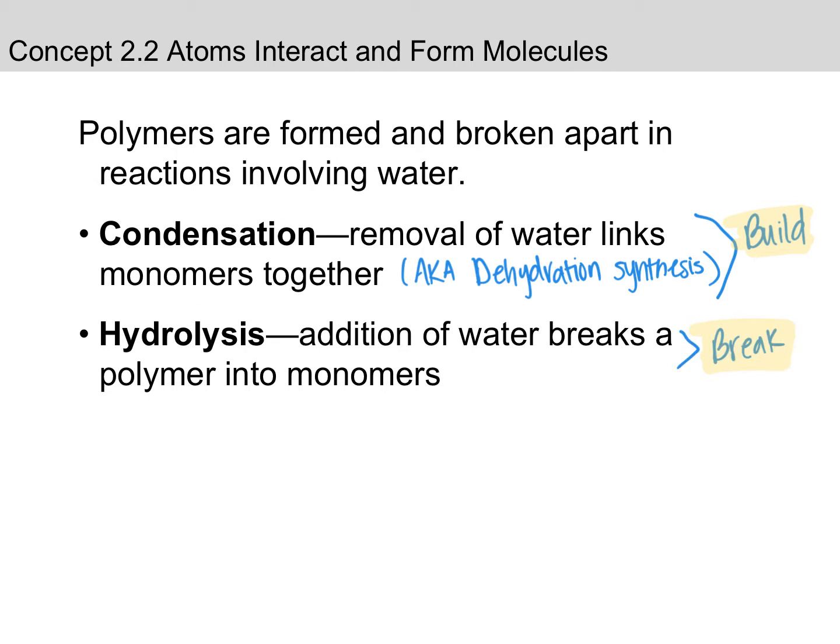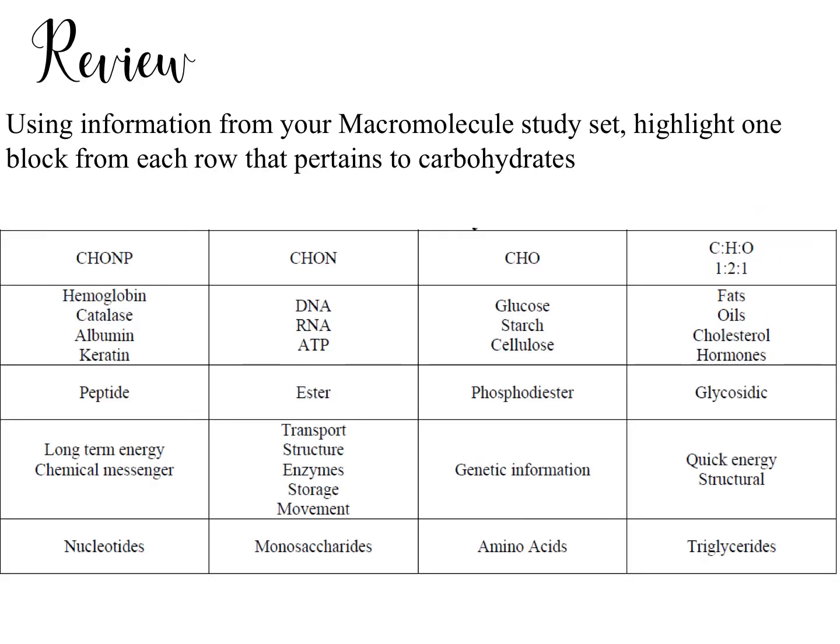We're going to look at specific examples of how these processes occur in each of the macromolecules by the end of Unit 1. So let's start with the first macromolecule, which are the carbohydrates. We're going to review what you had learned from the macromolecule study set. To do that, what we're going to do is highlight from each row the characteristic that applies to carbohydrates. So for example, in this first row right here, go ahead and highlight or circle the chemical structure of carbohydrates.